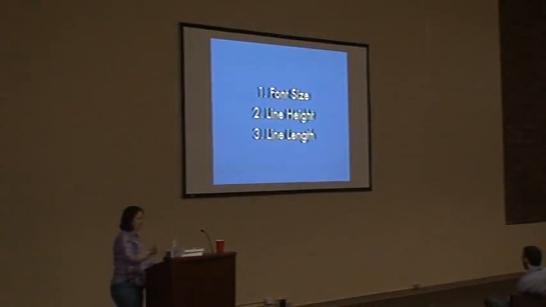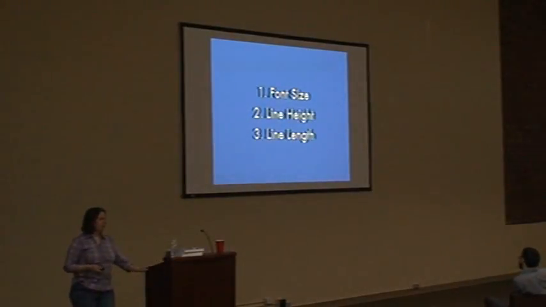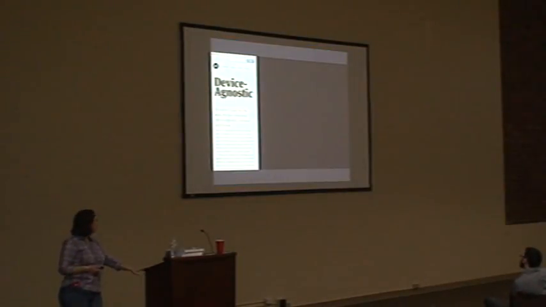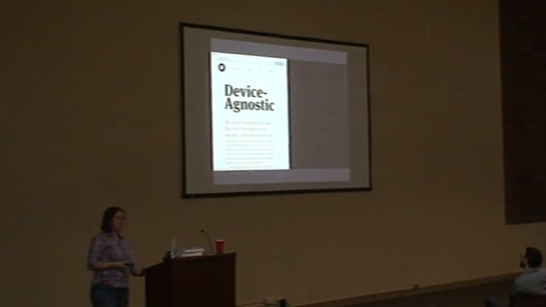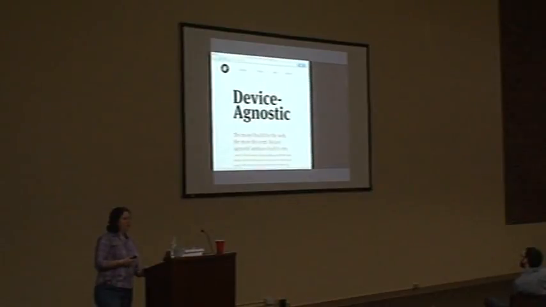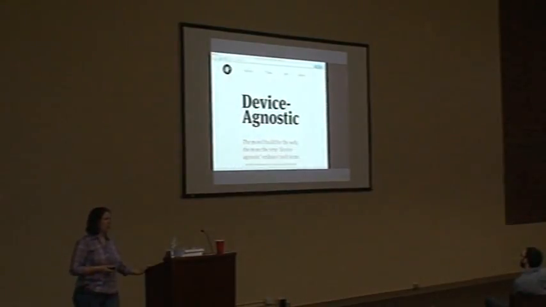So there are 3 qualities of type that work together to make text look good and easy to read: font size, line height, and line length. I'm going to talk about each of these and then what you should do with each of them on a responsive website to make your type easy to read. First, I'm going to show you a little screenshot. This is Trent Walton's website. He's a web designer. And this is going to show how all those 3 things work together on a website.